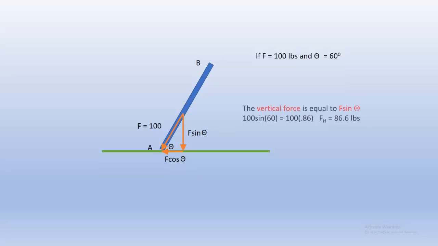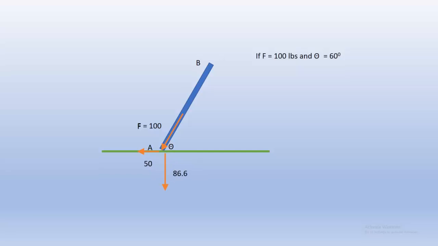If we say F equals 100 pounds and theta is 60, then we can do trig and calculate how much force is going down and how much force is going to the left. And I'll let you take a look at that and check that with your calculators and make sure that you get the same answer. Okay. So we can then transfer those forces to our horizontal and vertical force. Now we know exactly how much force is going vertical, how much force is going horizontal.